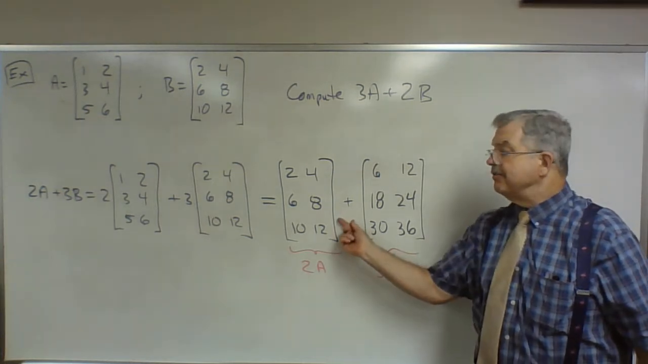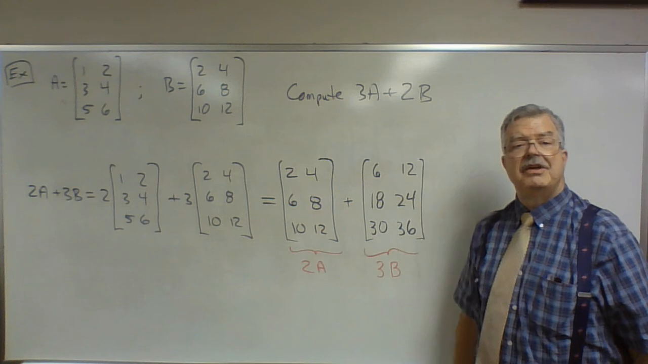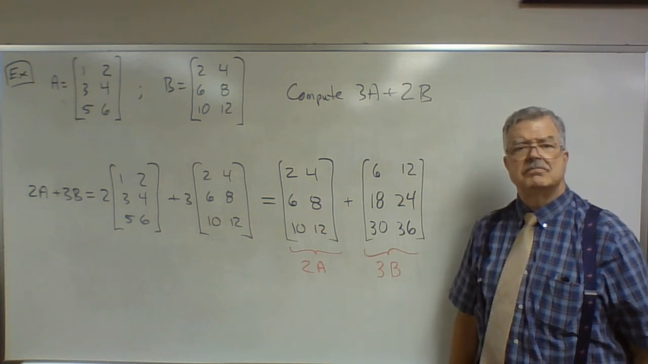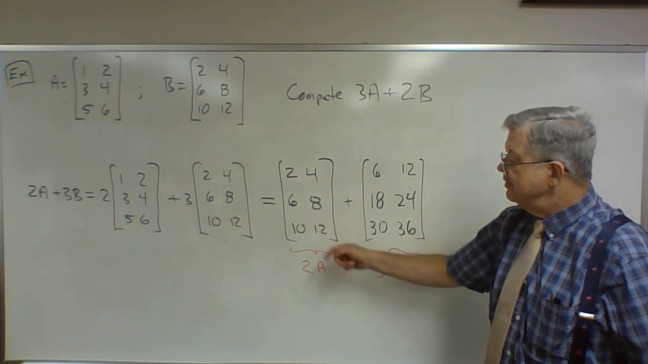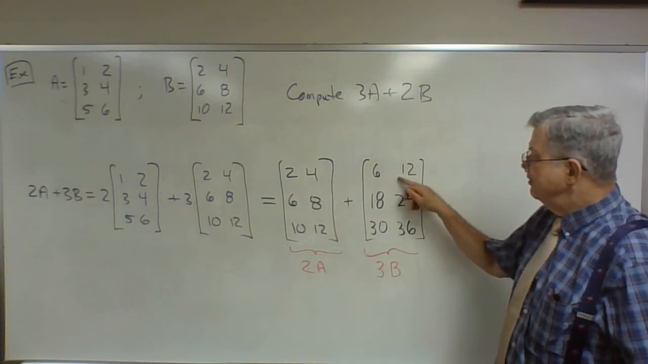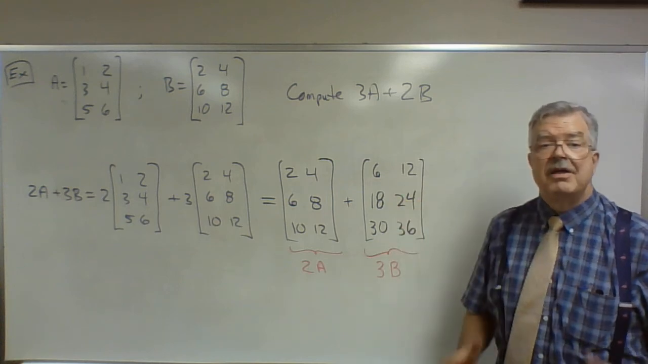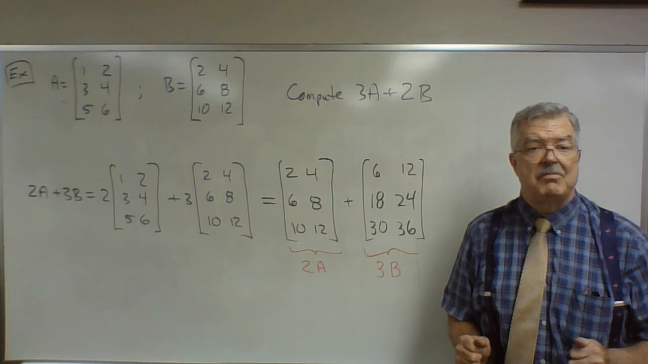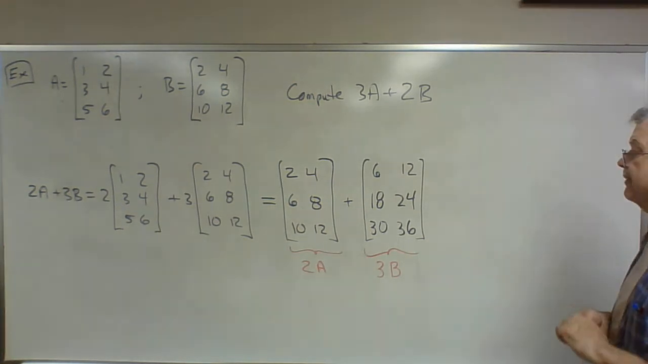The only thing that's left to do is to add these two things together. And can we do that? Yep. This is 3 rows, 2 columns, so this is 3 by 2. This is 3 rows, 2 columns, so this is 3 by 2. They're the same size, or the same dimensions. So you bet we can add these two things together.